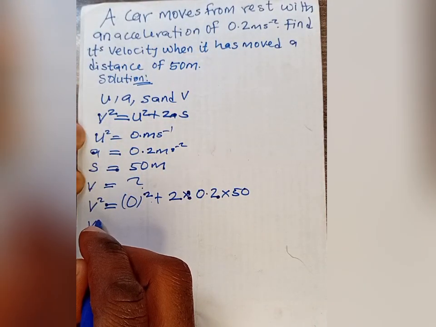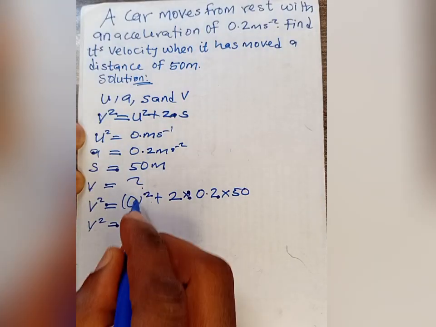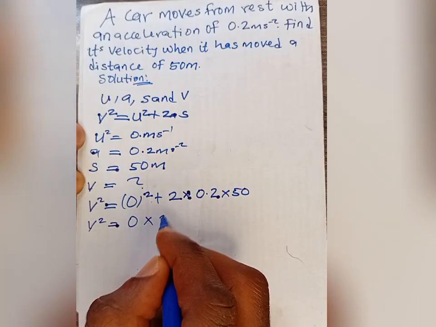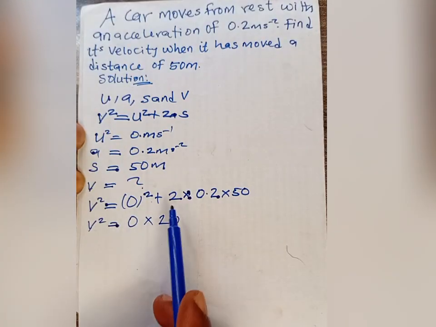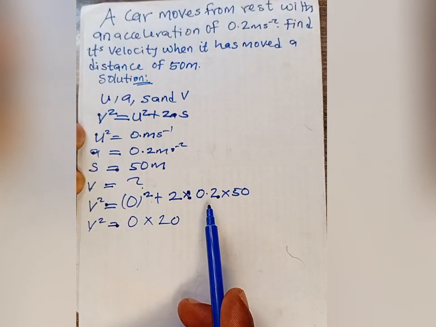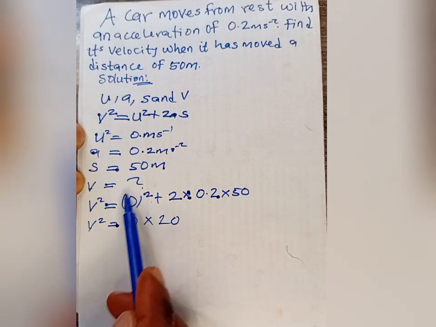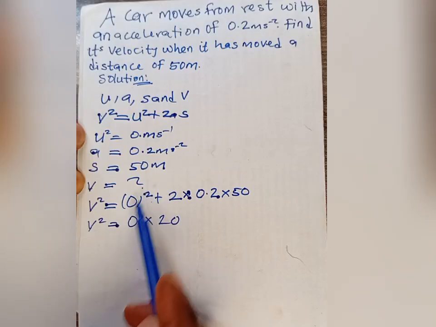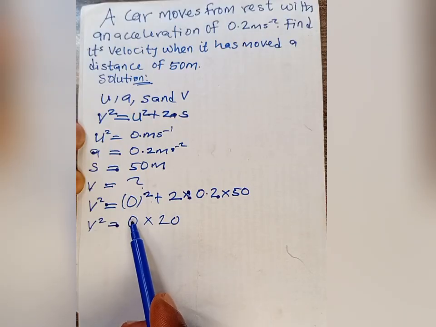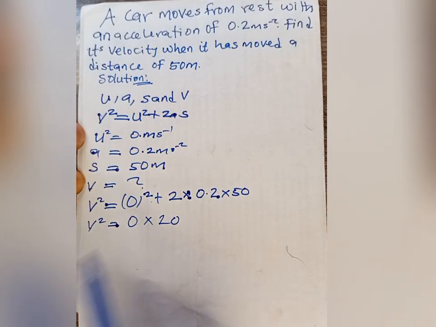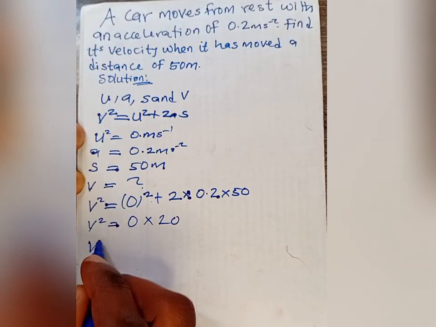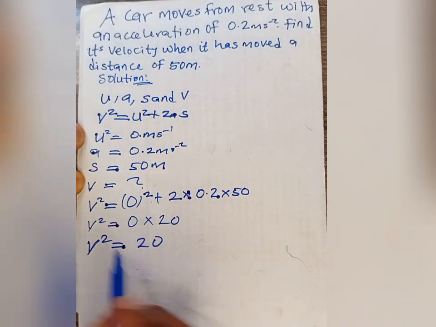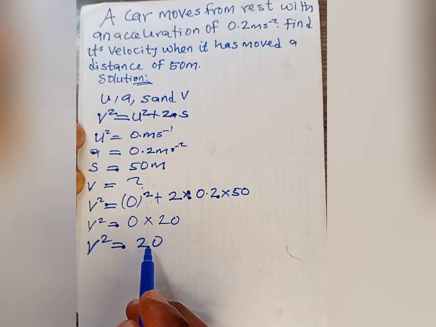Therefore, we have our v squared to be equal to 0 plus 20, because if you multiply 2 by 0.2 times 50, it gives you 20, and our initial velocity 0 raised to the power 2 is still 0. Then 0 plus the 20 you got from here gives us v squared equal to 20.